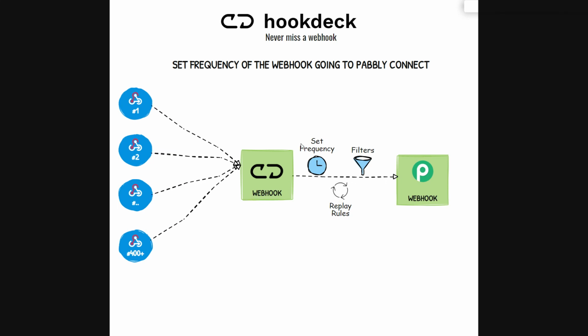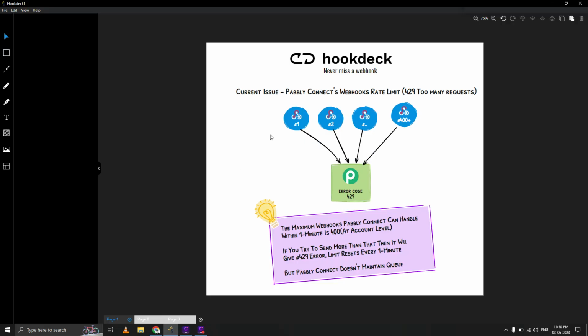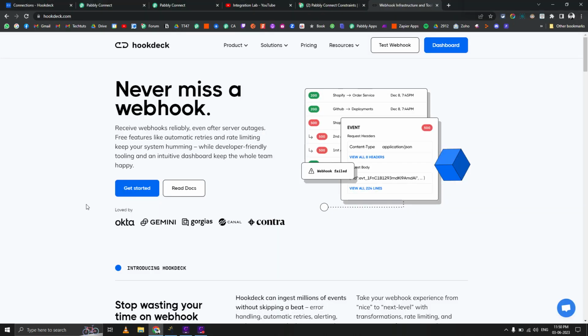You can basically set the frequency. You can also set filters, so that only a particular webhook with particular data should pass on to the Pabbly Connect webhook. Those filters are available inside HookDeck as well, so that's another helpful thing. And you can also set up replay rules. Overall this graphic shows how it works in a bird's eye view kind of thing. Not the exact representation, I tried my best, I am not a graphic designer, so bear with me.